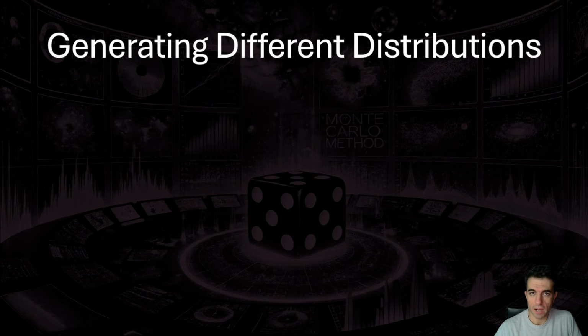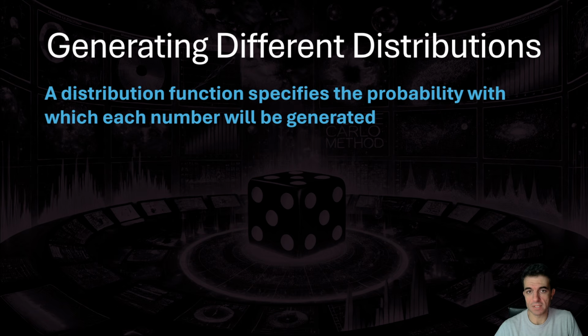Now we will see how to work with different distributions and how to differentiate distributions and their use cases. First, let's define what exactly is a distribution. We can say it's a function that specifies the probability with which each number will be generated.